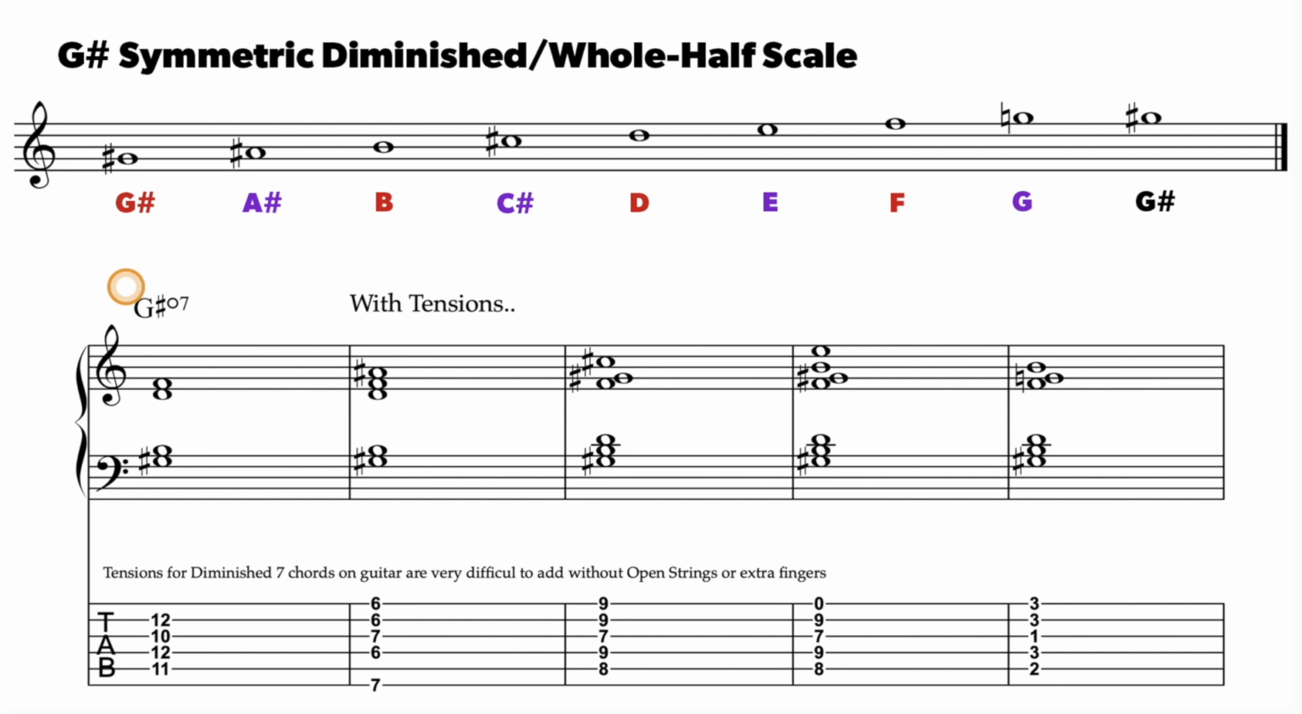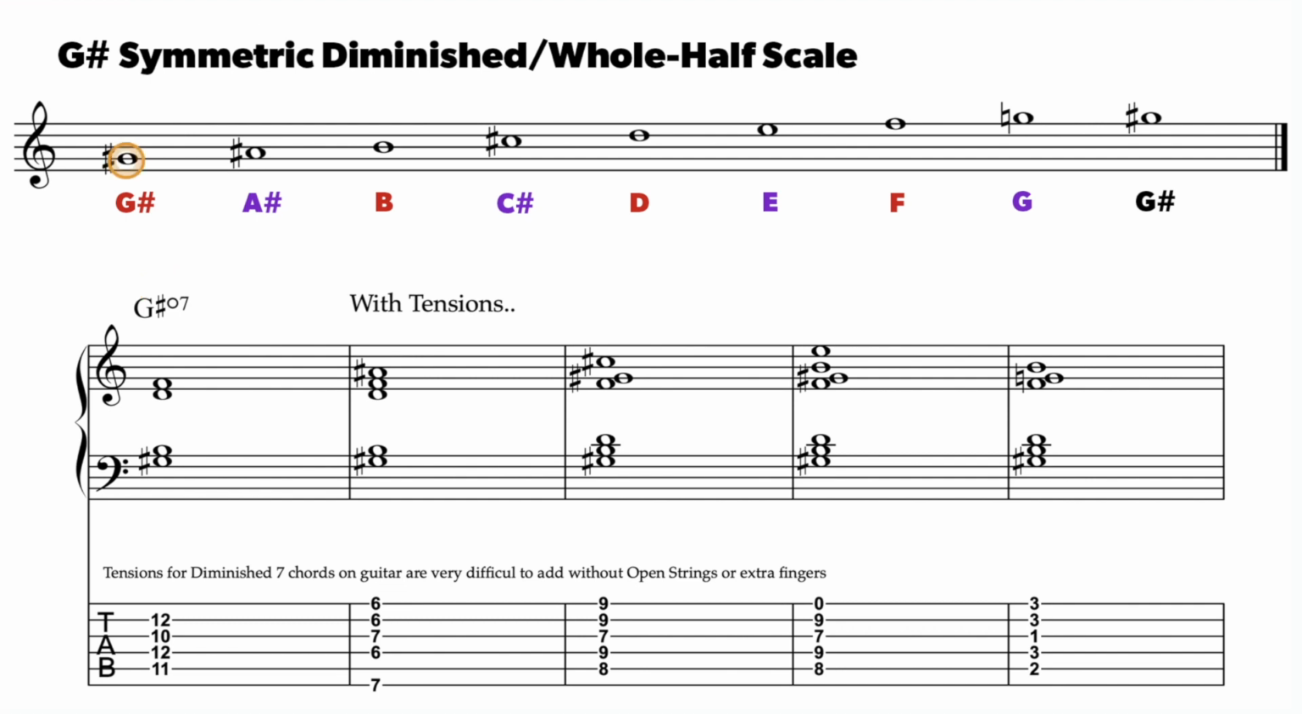Next we have diminished chords, and there are a lot of different chord scale options for this as well, but we're just going to look at the symmetric diminished scale. The reason is because this one scale happens to contain all 4 possible tensions that you can use on a diminished chord.